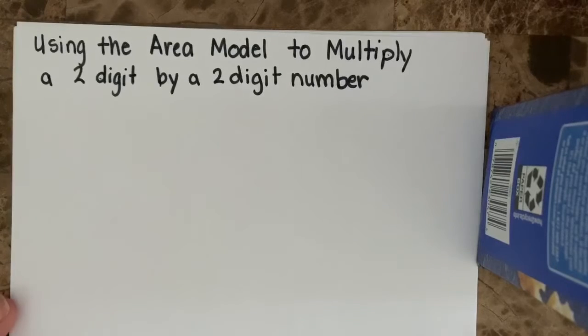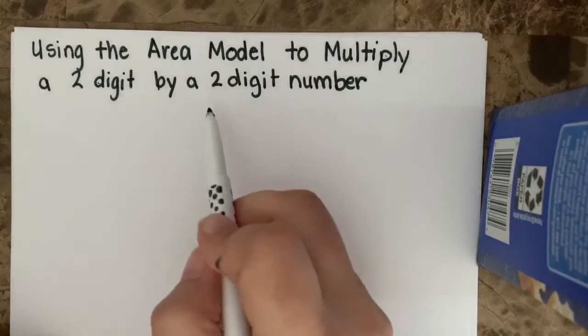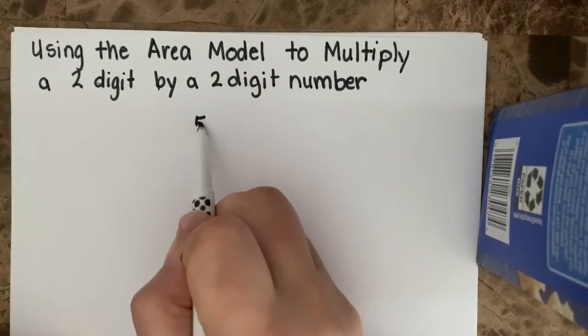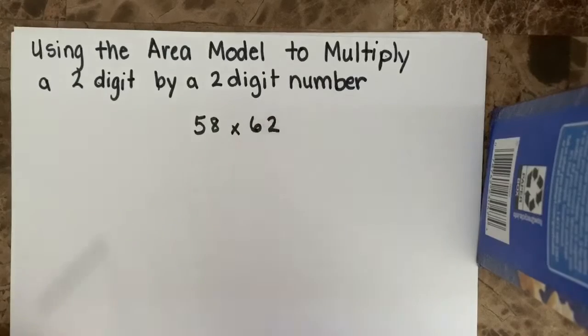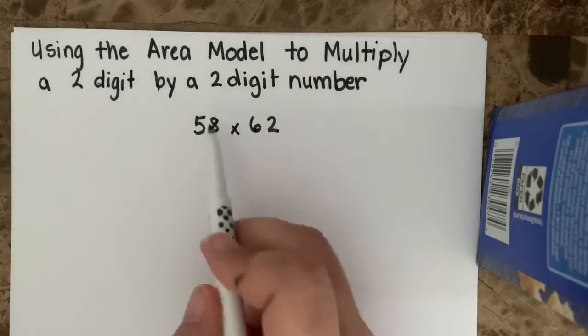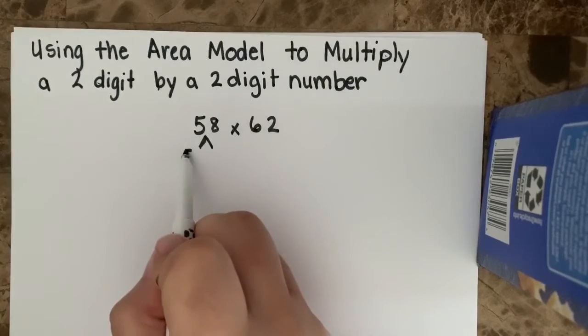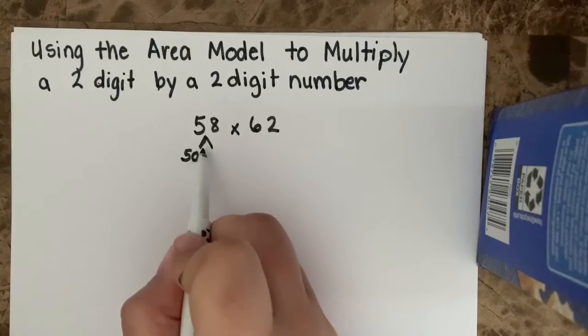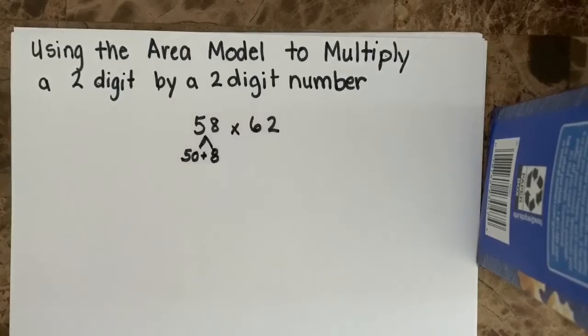Morning. Today we're going to practice reviewing using the area model to multiply a two-digit number by a two-digit number. So we're going to start with a number, 58 times 62. The first thing we're going to do is take the 58 and break it apart into tens and ones. So there are 5 tens in 58, so that's going to be 50. And there are 8 ones, plus 8.